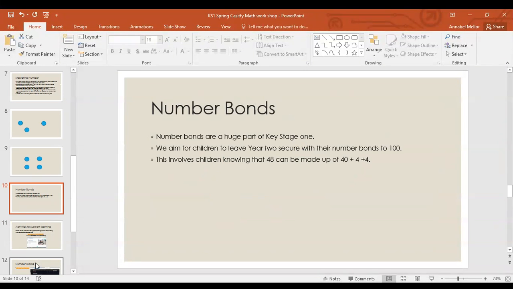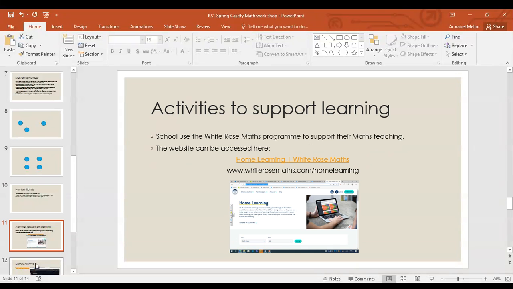Number bonds are a huge part of Key Stage 1. We aim for children to leave Year 2 secure with their number bonds to 100, and this involves children knowing that 48 can be made up of 40, add 4, add 4. Numbots is a great resource for supporting this at home.